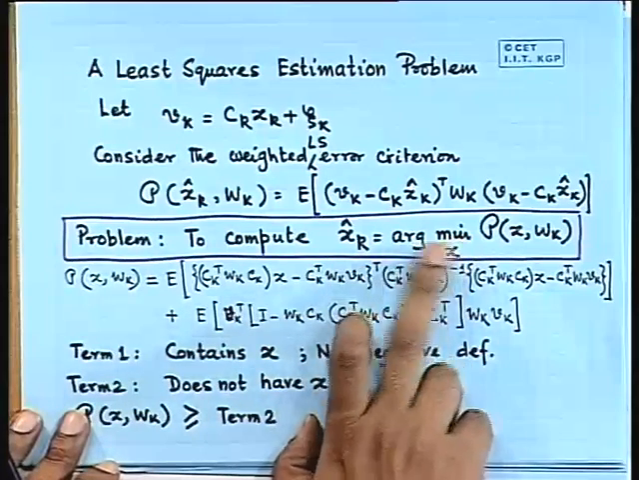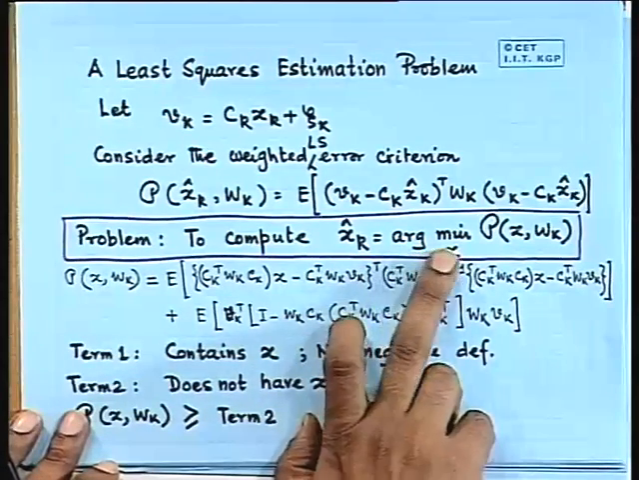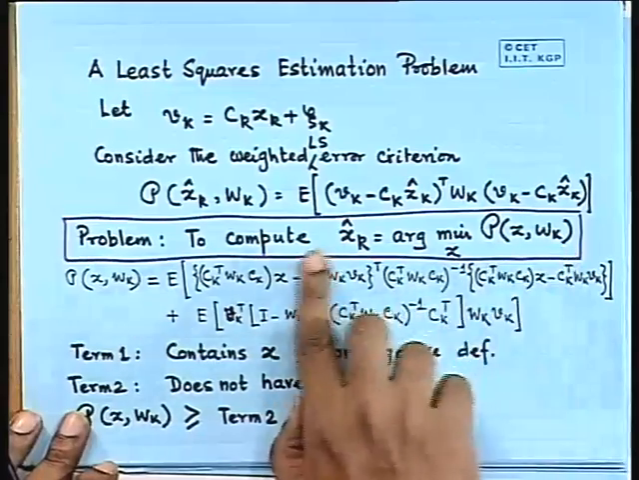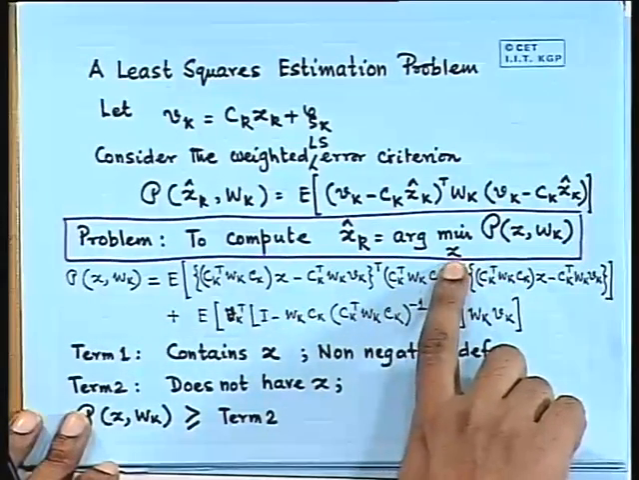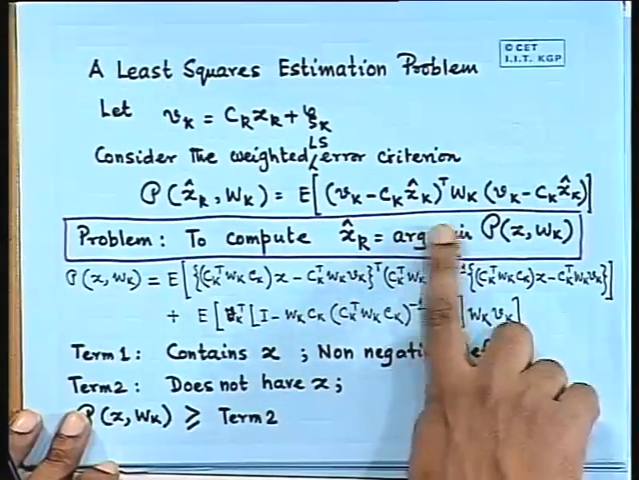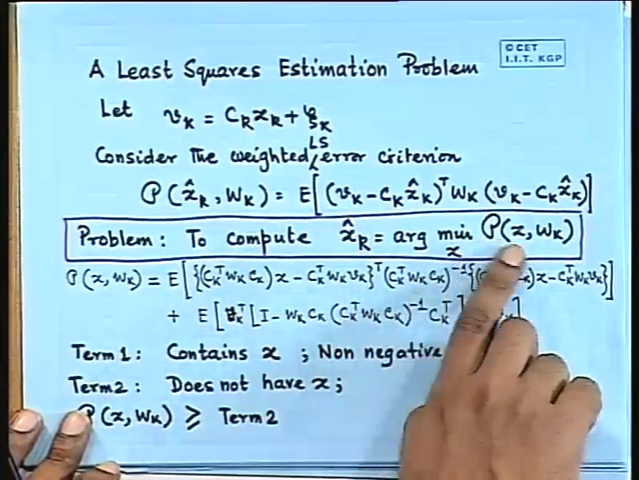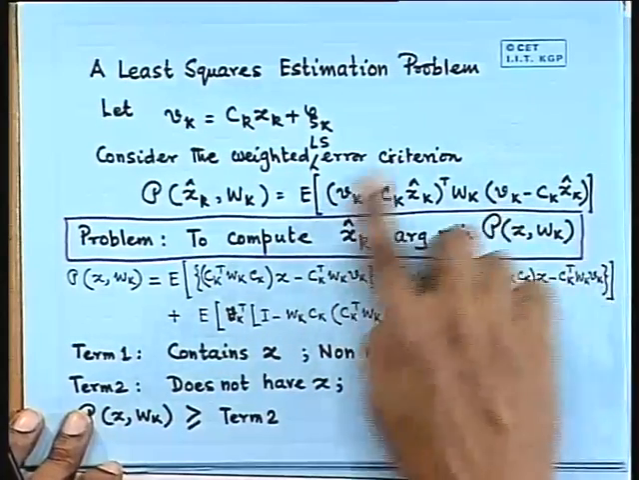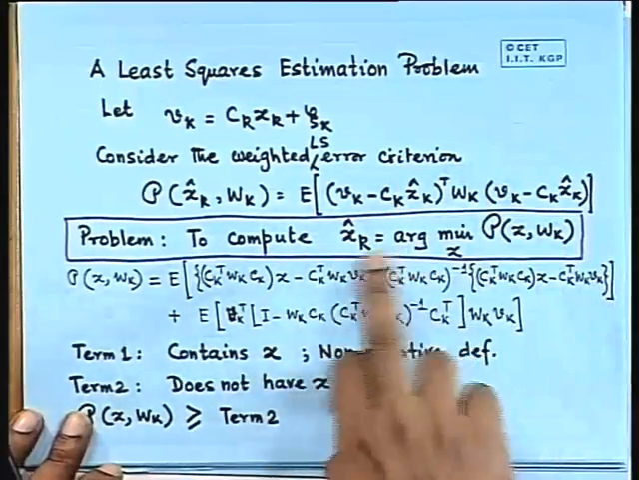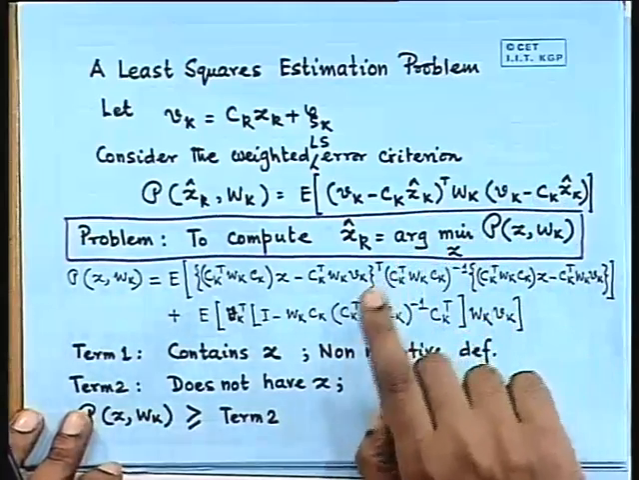This argmin means you have to find the minimizing argument of this function. So you have to find the minimizing argument x of this function. In other words, you have to choose x here such that this becomes minimum. This is a way of writing arg min.